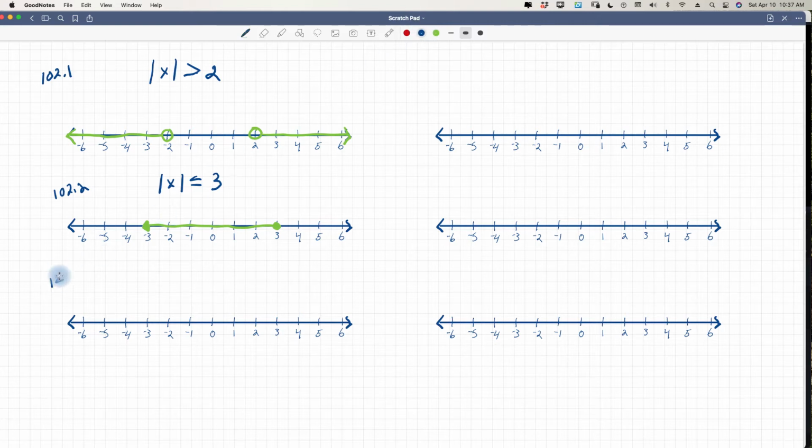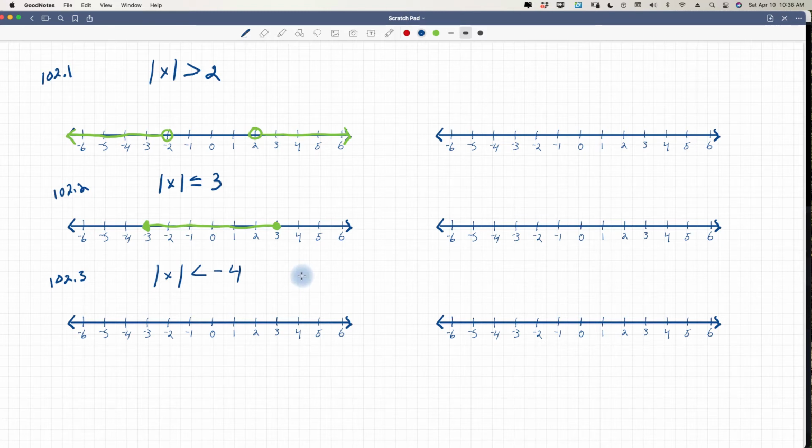102.3. We are asked to graph the absolute value of x where it is less than a negative 4. So, knowing what we know about the absolute value of a number, is the absolute value of a number ever negative? No. It's always positive. Is there any positive number that is going to be less than a negative number?